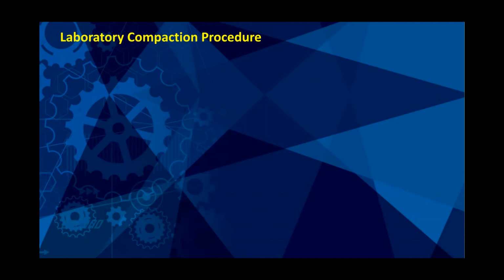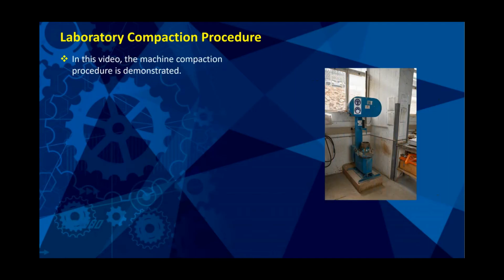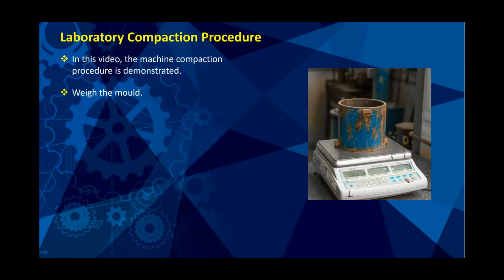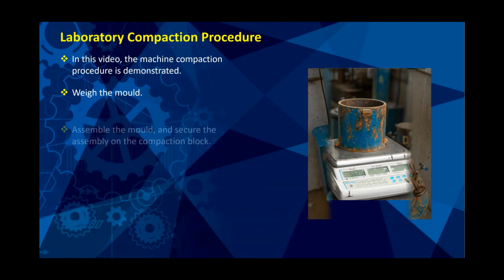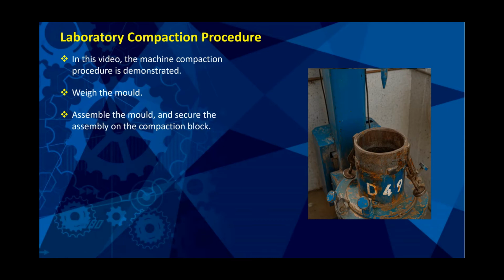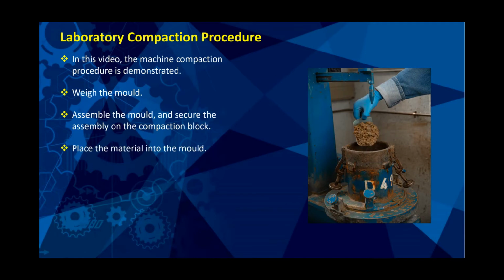In this video, the machine compaction procedure is demonstrated, but machine and hand compaction procedures are both the same, except for the equipment that is used for compaction. You first weigh the mold, then you assemble the mold and the base plate and secure the assembly on the compaction block. You place the material into the mold.